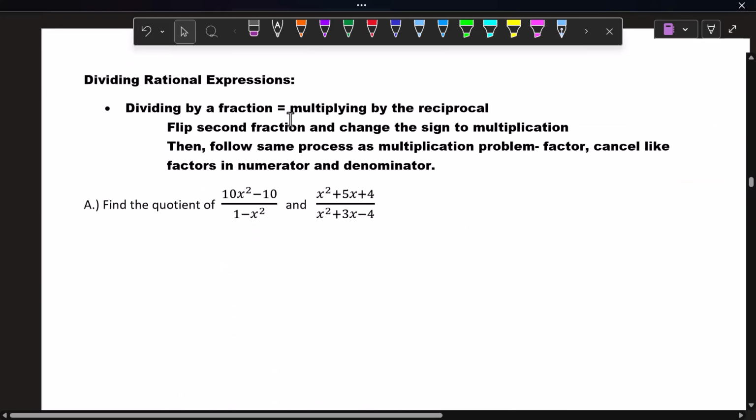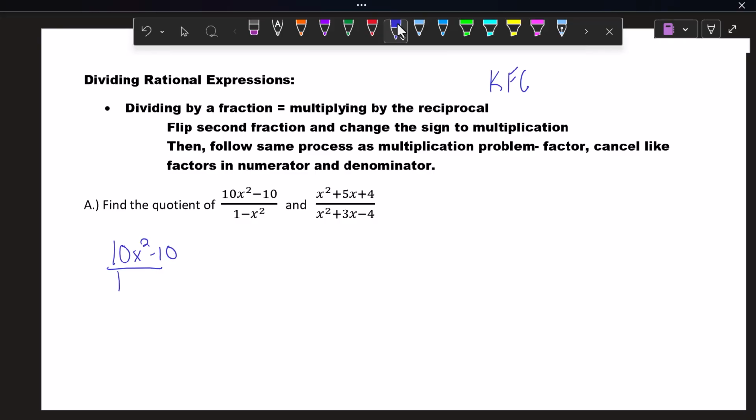All right, division. So when we divide, we do our KFC, keep, flip, change. Keep the first fraction the same. Change it to multiplication. Flip the second fraction. If you flip the first fraction and not the second, your answer will be upside down. Still not bad. It's still getting a decent part of it, but it does make a difference.